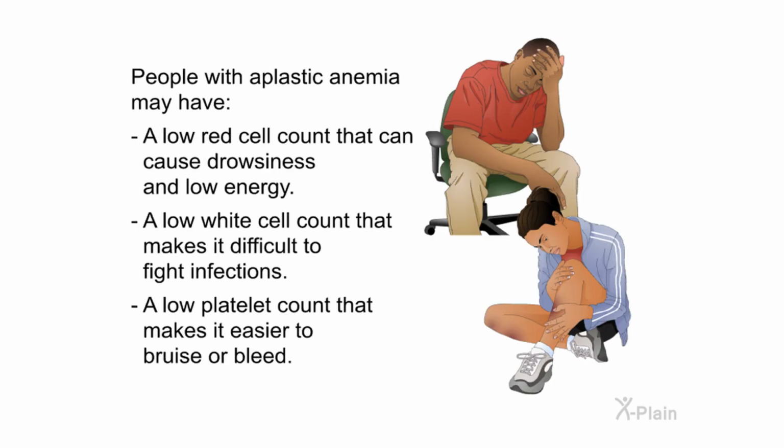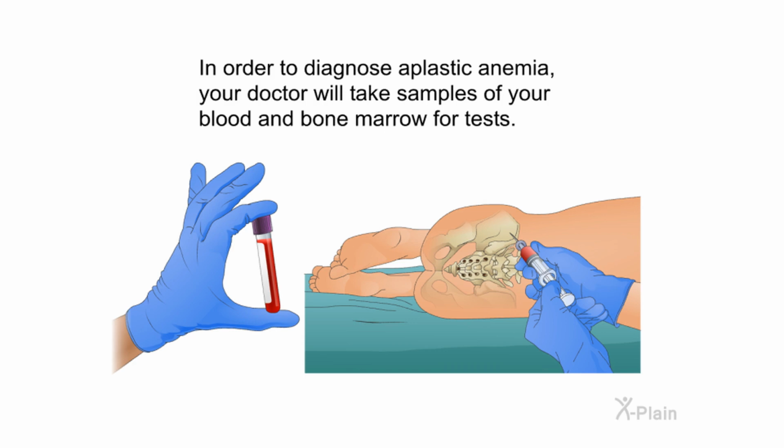People with aplastic anemia may have a low red cell count that can cause drowsiness and low energy, a low white cell count that makes it difficult to fight infections, a low platelet count that makes it easier to bruise or bleed. In order to diagnose aplastic anemia, your doctor will take samples of your blood and bone marrow for tests.